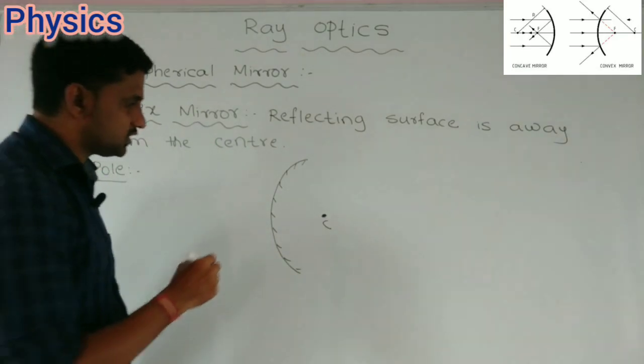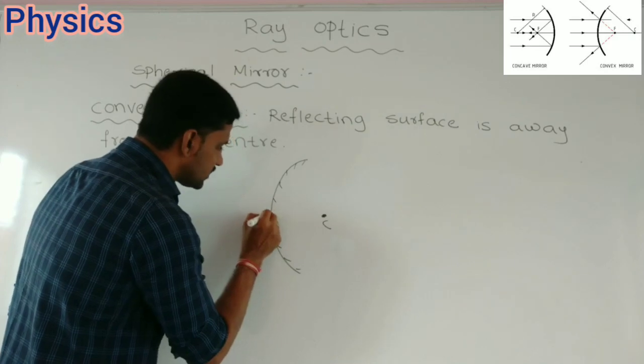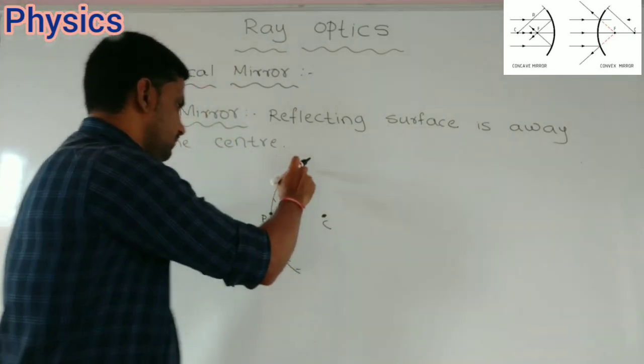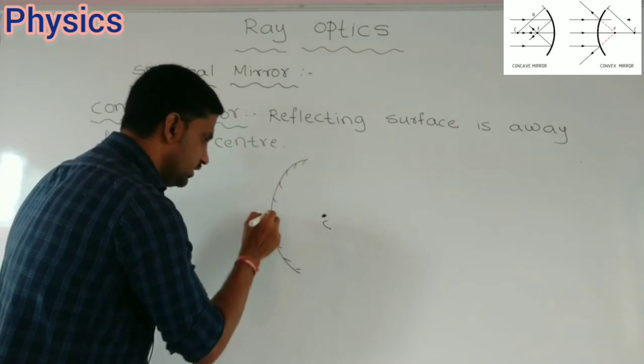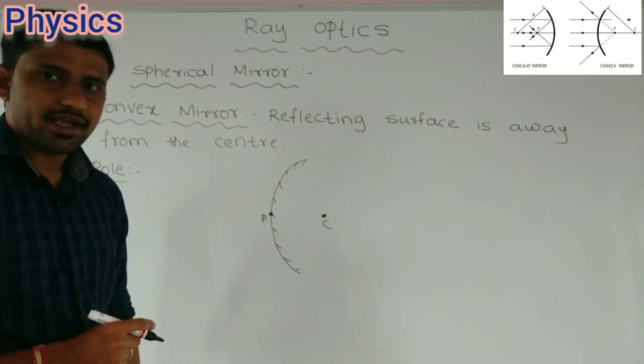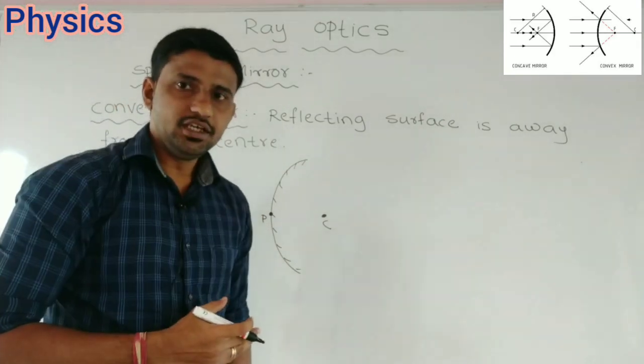Pole of the convex mirror. The pole of the convex mirror is nothing but the geometric center of the convex mirror. If I take this as the convex mirror, the exact center of this mirror is called the pole of the convex mirror.